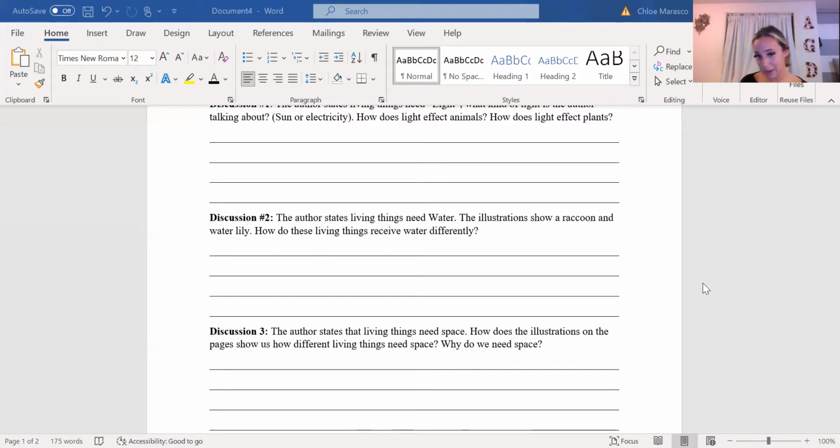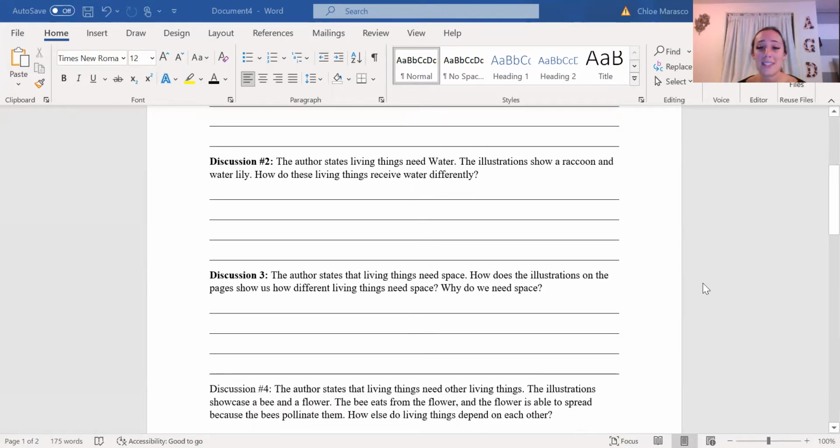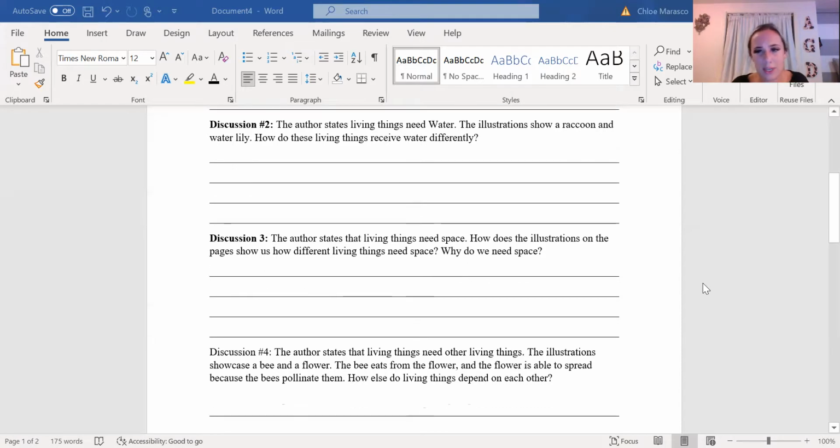Living things need space. Then you can go back to the worksheet. The author states that living things need space. How does the illustration on the pages show us how different living things need space? Why do we need space? In this illustration, it shows a girl running through grass. It not only shows grass needing the space to grow, but also a girl needing room to run. These illustrations are also going to get the students thinking, well, yeah, the grass needs room to grow. The animals need room to roam. We need space to move around, and get them thinking, why do we need space?